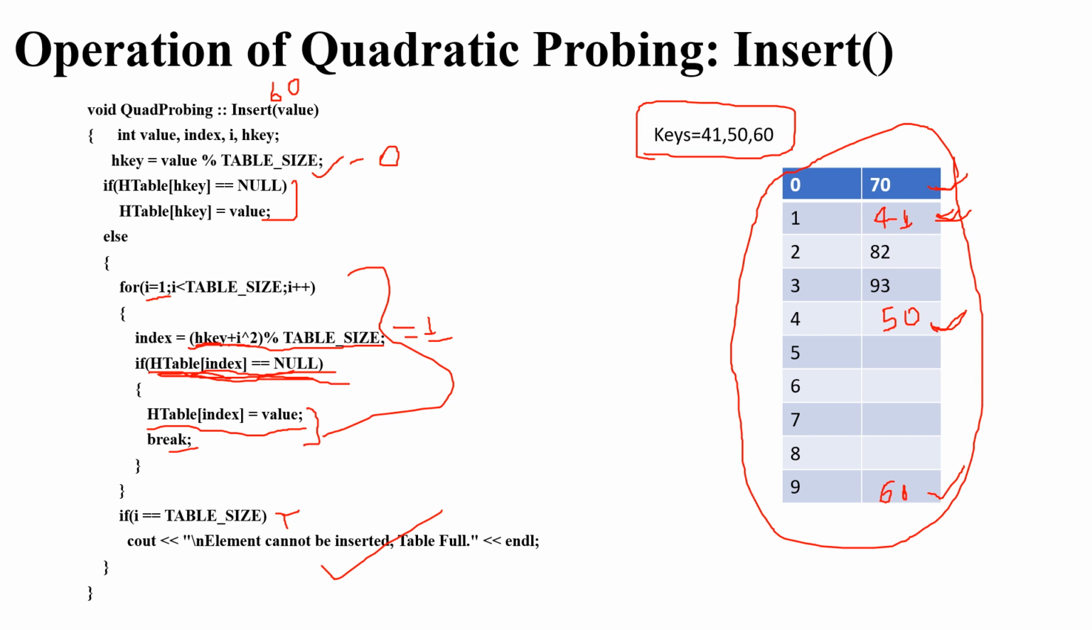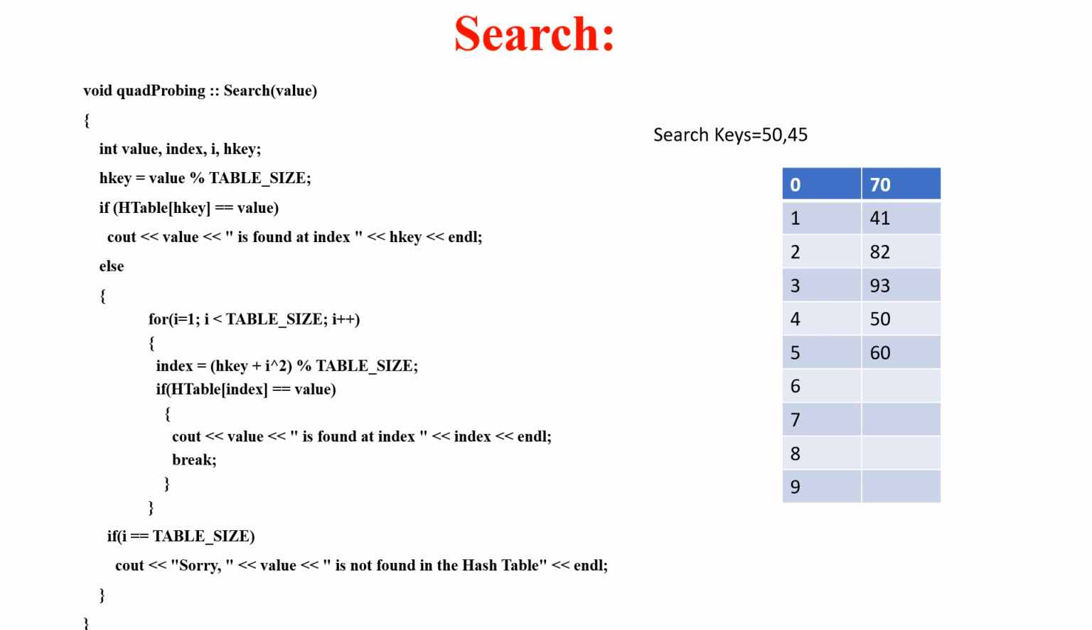Okay, next operation is searching. The insertion process that I have done, the same process I will do for searching also, right? Suppose I am going to search 50. Here I am going to search two elements. One is 50, that is in my table. Another is 45, that is not in my table. So I am going to handle two possible cases.